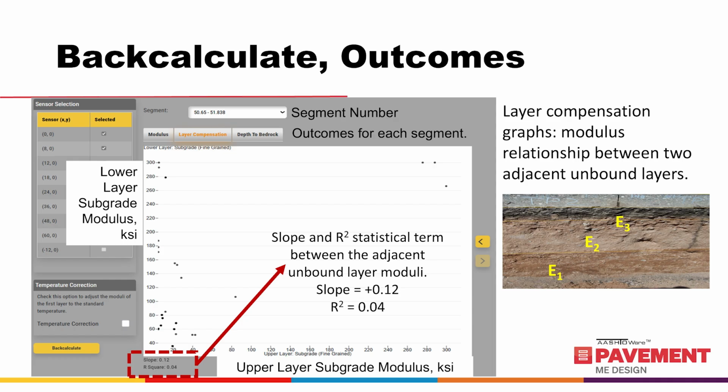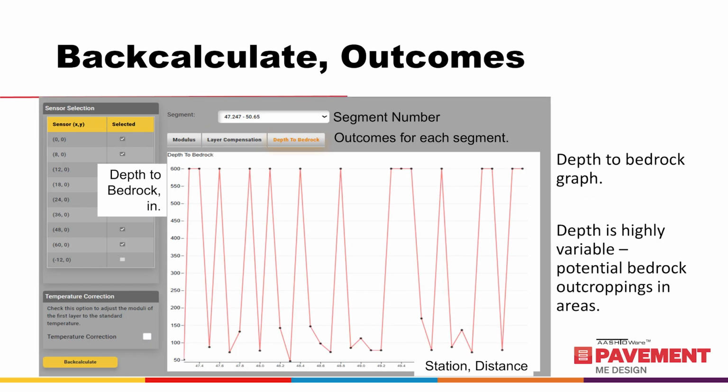Now, let's review the Bedrock tab. The Bedrock tab provides the user with information about the subgrade thickness and depth to bedrock. The x-axis is the station distance, and the y-axis is the depth to bedrock, or the thickness of the subgrade or lower subgrade layer above the bedrock layer. As illustrated in this example, the depth to bedrock or subgrade layer thickness can be highly variable. In this case, the variation in the subgrade thickness is the rock outcroppings that vary along the project.